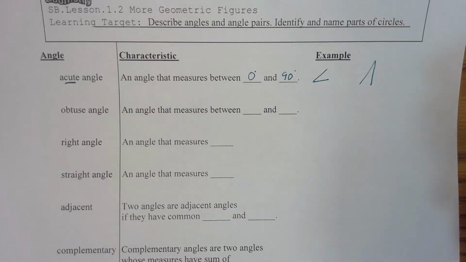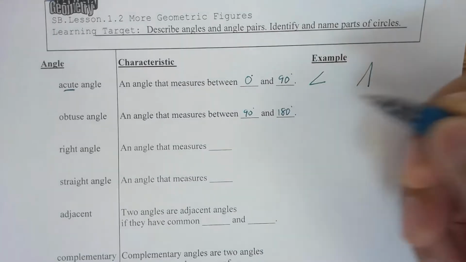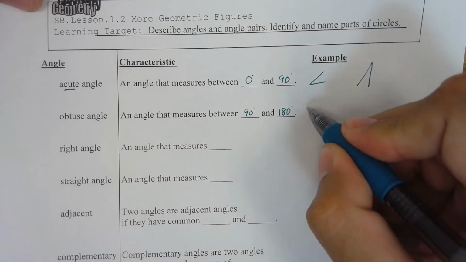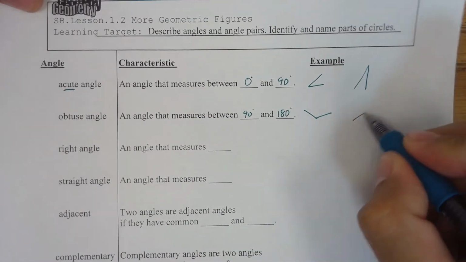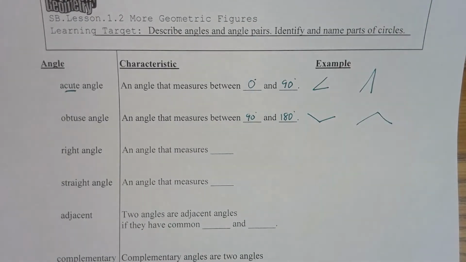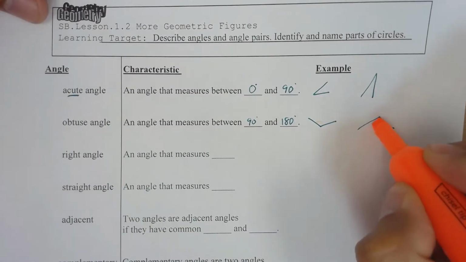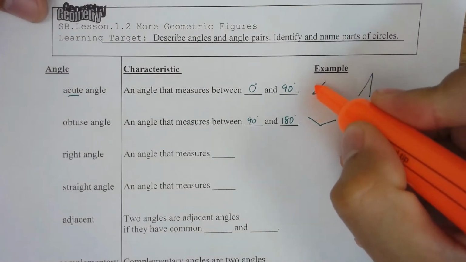Obtuse is an angle between 90 degrees and 180 degrees. It opens way bigger than an L shape, so it's way spread out. Those are examples like that. And these are the angles that open more than 90 but still less than 180 degrees. There you go.